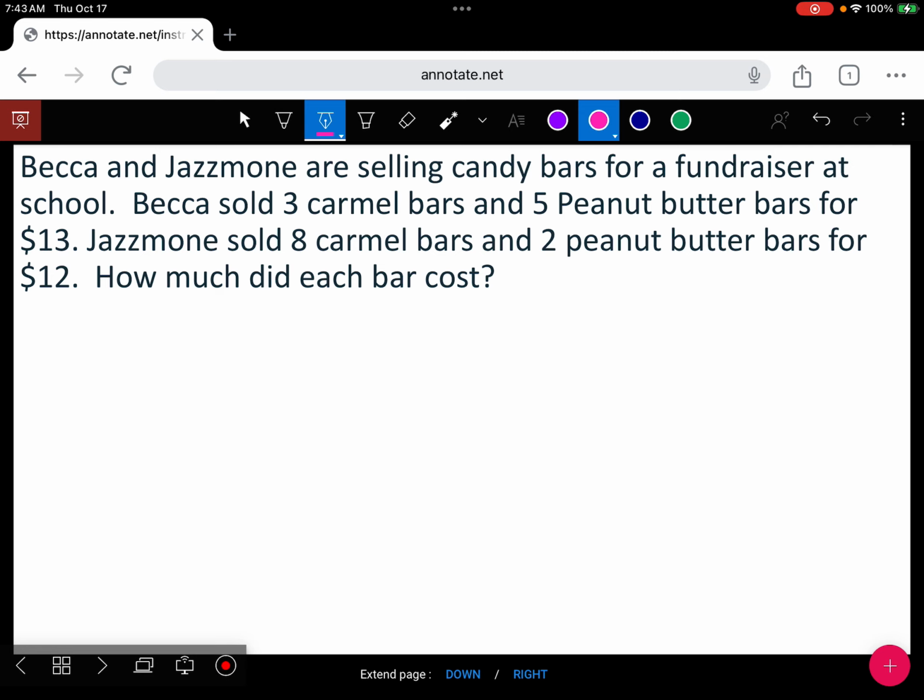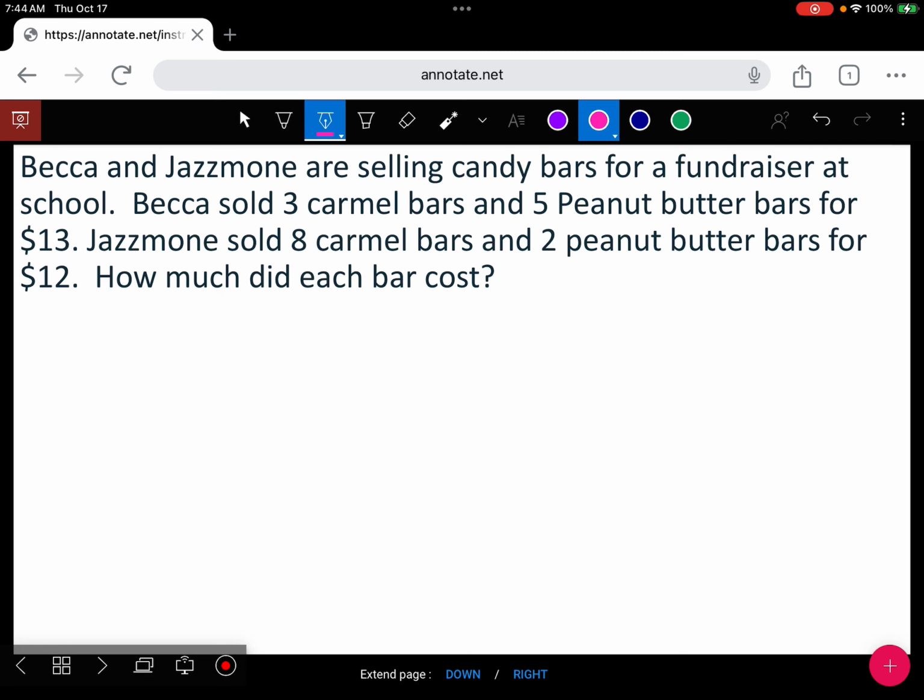So we've got here that Becca and Jasmine are selling candy bars for a fundraiser at school. Becca sold 3 caramel bars and 5 peanut butter bars for $13. Jasmine sold 8 caramel bars and 2 peanut butter bars for $12. And we want to know how much each bar costs. We're trying to figure it out just from their receipts. We don't have the individual costs, but we know how many they sold and we know how much they made.